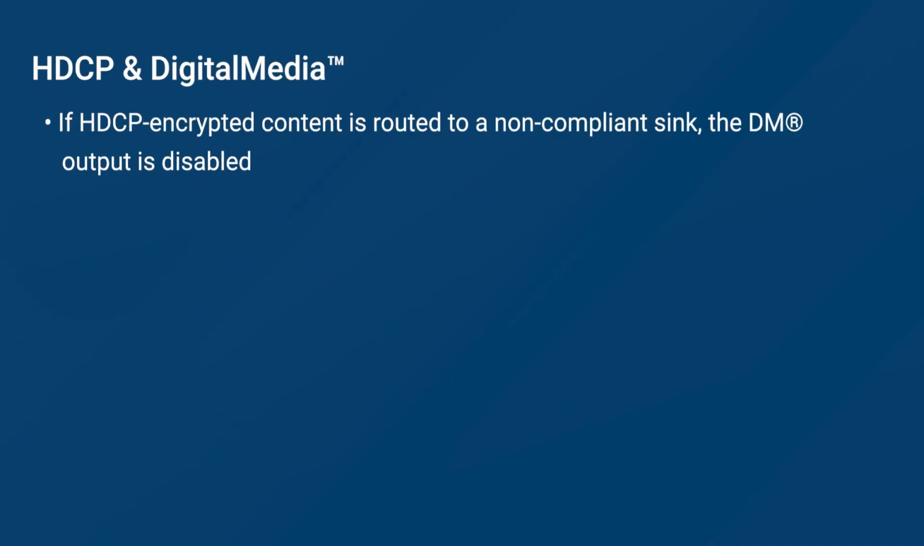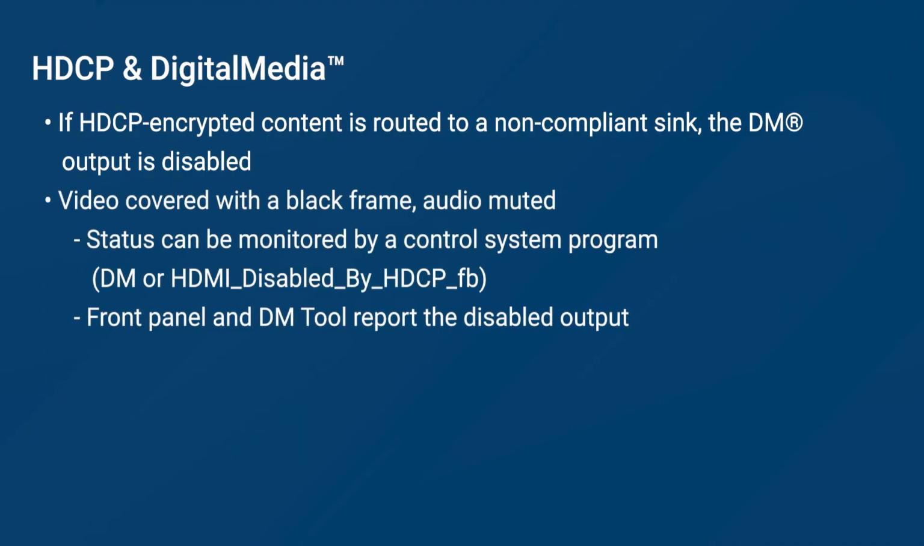If HDCP encrypted content is routed to a non-compliant sink, the DM output is disabled. The video is covered with a black frame, and the audio is muted. HDCP status can be monitored by a control system program. The front panel of digital media switchers and DM tool report the disabled output.